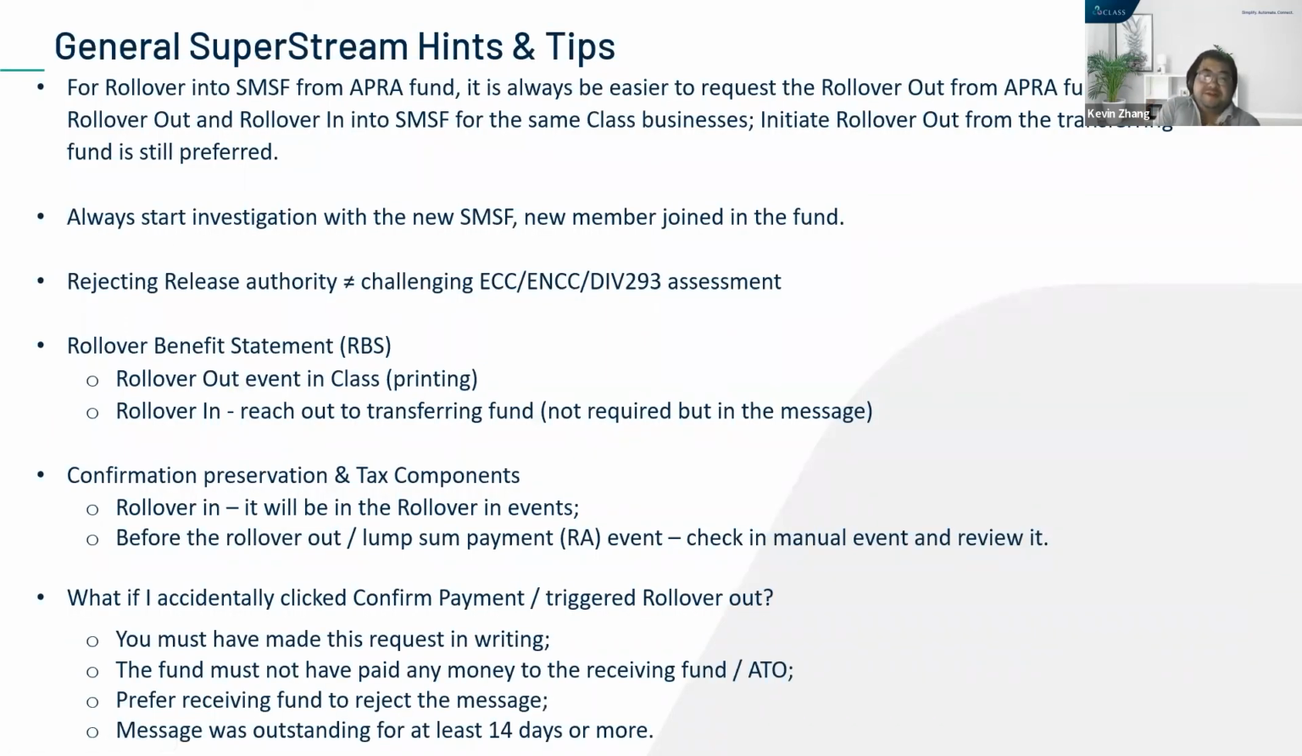Finally, there are some additional hints and tips to do with SuperStream rollover. In order to have much smoother transactions, we recommend that you initiate the rollover request from the upper funds. The reason being is you see that the workflow will bypass at least one step. Not only that, some of the upper funds will do their own checks, know your customers, anti-money laundering checks before you can roll the money out. So you bypass a lot of hassles if you do the initial rollover request.